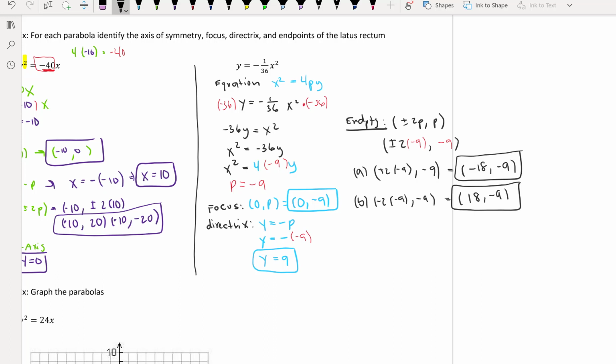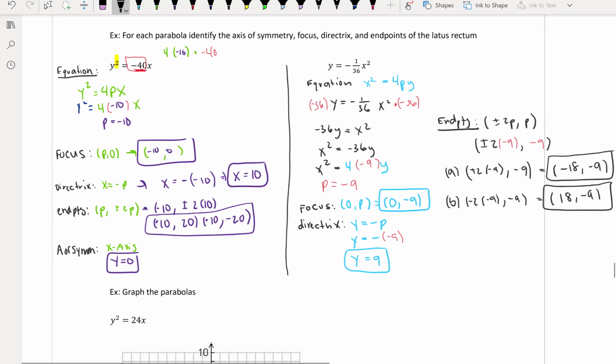Okay. Well, I hope that's helpful, and remember, I'm just referring back to that graph up above to help me figure this out. That's how I'm getting these formulas.